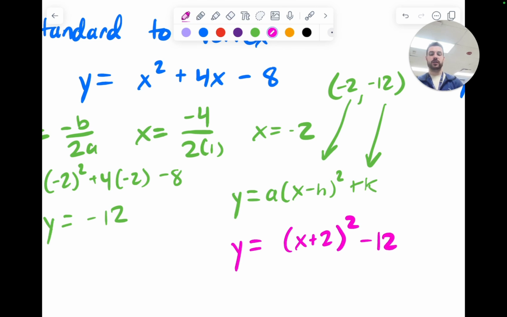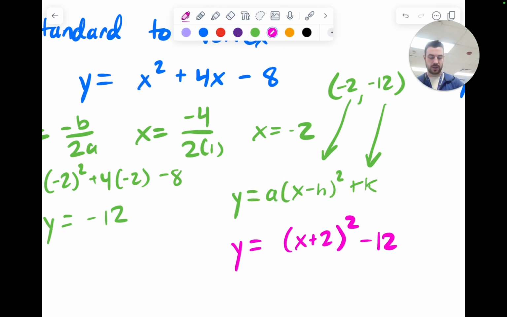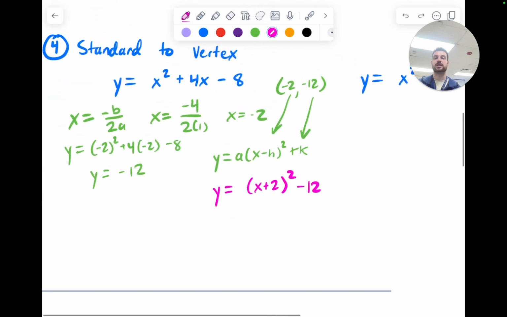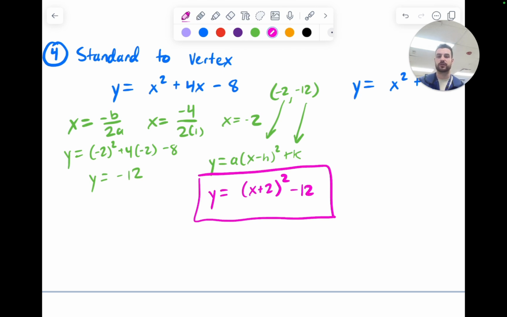And so one thing I also want to point out here is I still have this a value, but if I look in front in standard form, my a value is 1. So I could put a 1 here, or I can just leave it out because those are going to be essentially the same thing. Well, they'll be exactly the same thing. And this is my new quadratic from standard to vertex form.